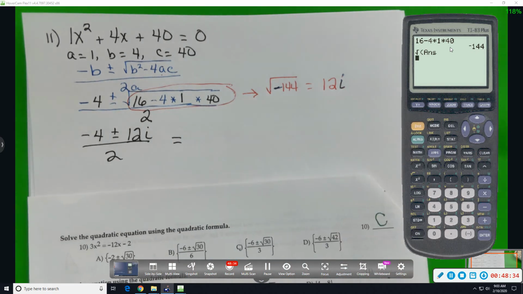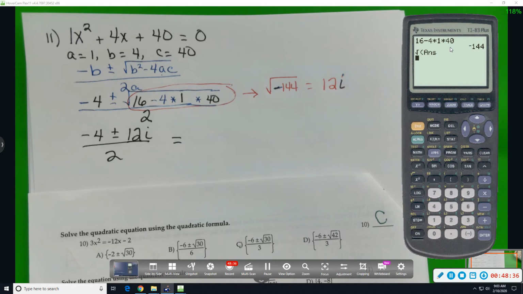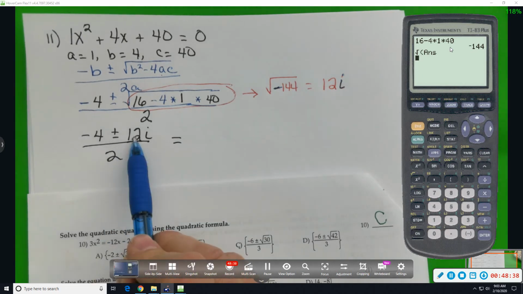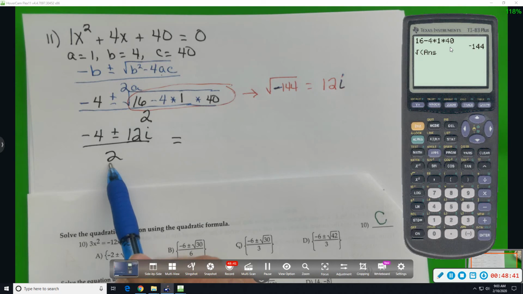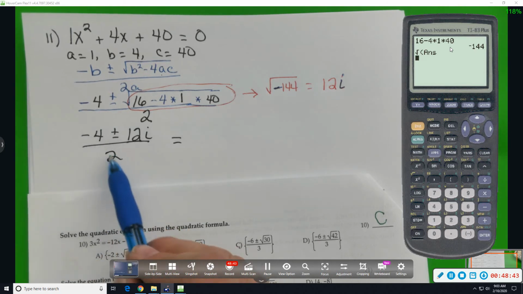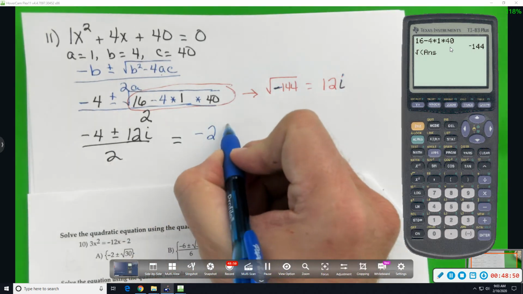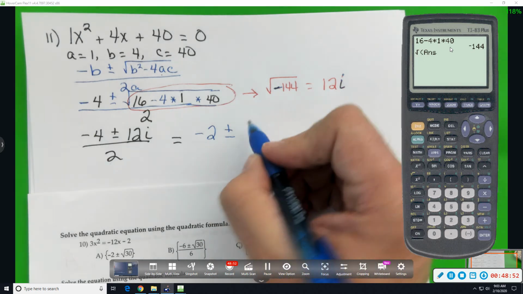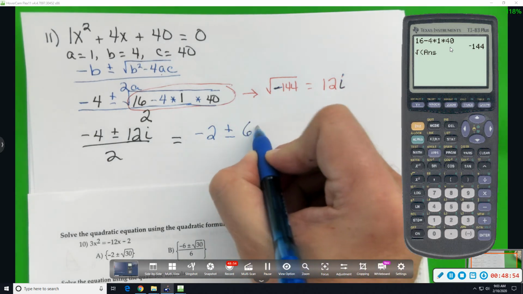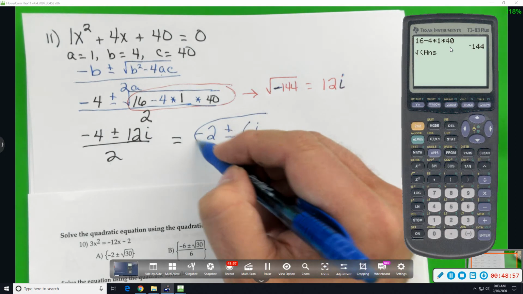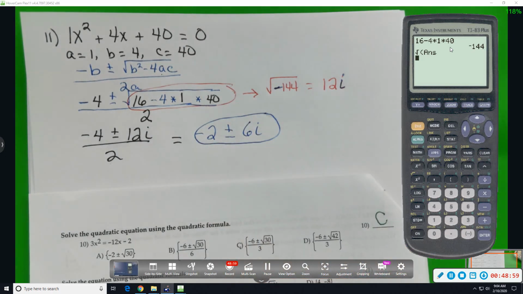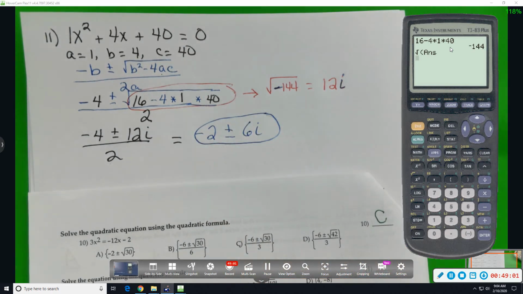However you reduce it, it's up to you. There's two ways. You can divide everything by 2, or if you want to separate it, either way, you're going to get the same answer. What would it be? Negative 2 plus minus... what number's in front of the i? 6i. Okay, negative 2 plus minus 6i, that is answer A.